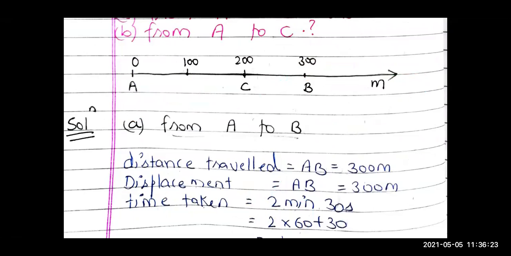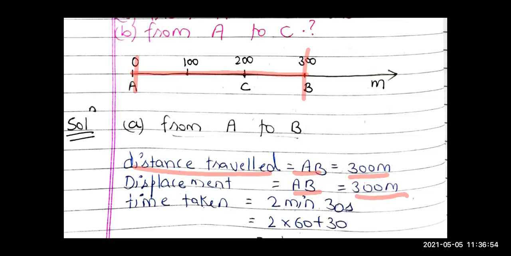So firstly, from A to B, as the object is moving on a straight path, let's find the total distance. The total distance Joseph is jogging is AB, that is 300 meter. Displacement is the shortest distance between the initial point and final point. Initial point is A, final point is B. So that is also AB, 300 meters, same. Distance and displacement are same.